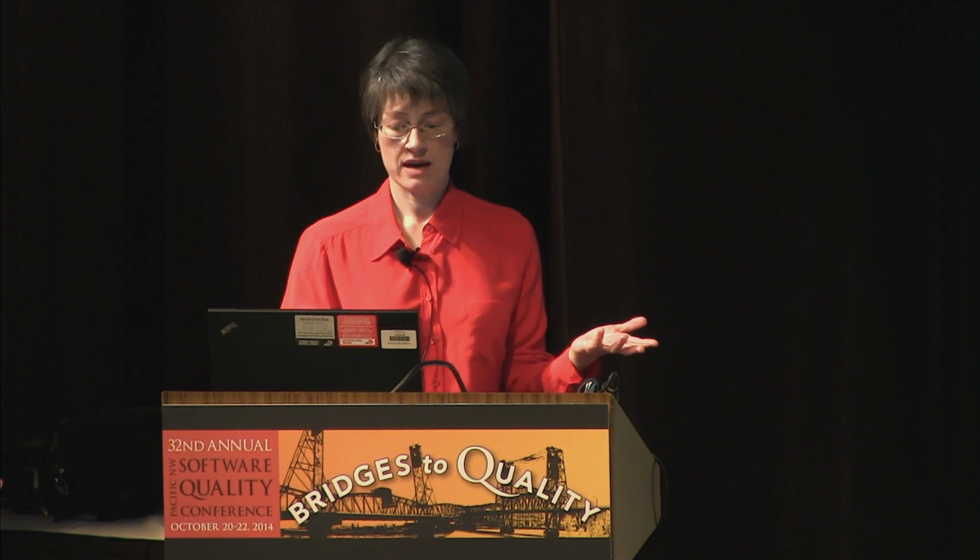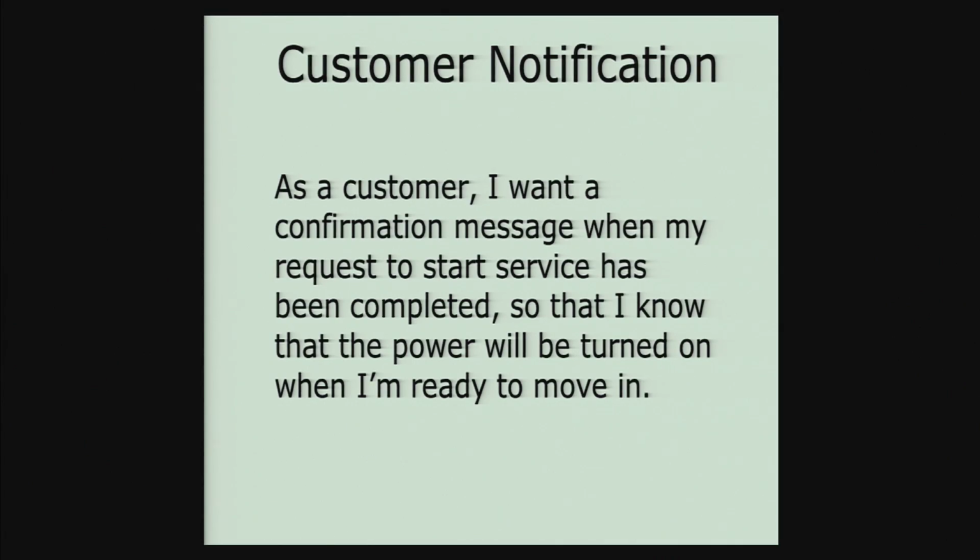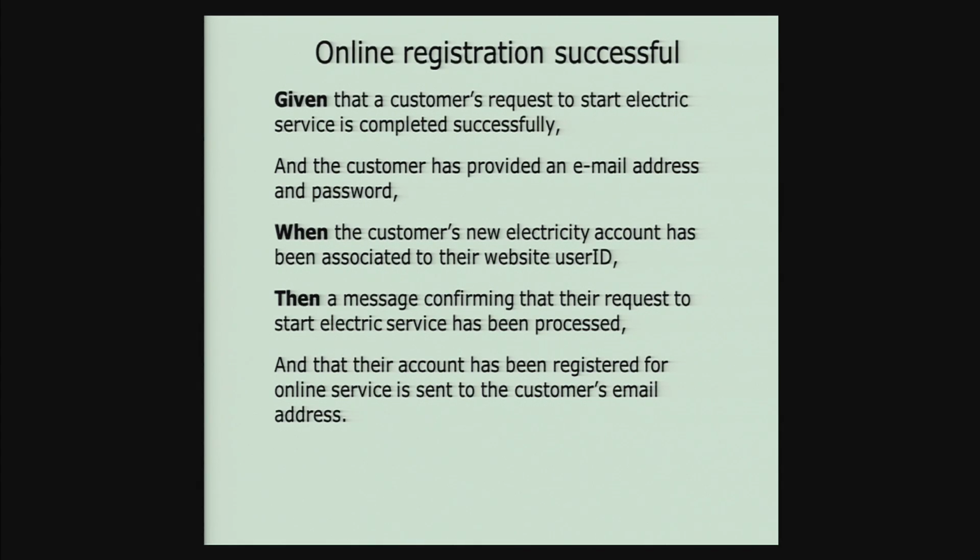So this is, again, more examples. Here's another one. As a customer, I want a confirmation message when my request to start service has been completed, so I know the power will be turned on when I'm ready to move in. So this piece of acceptance criteria is for when that online registration is successful.